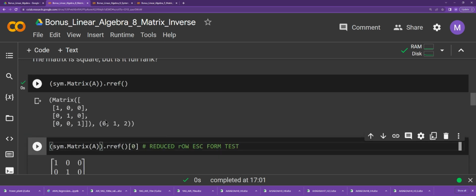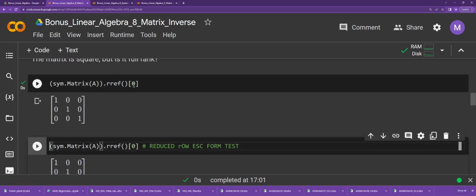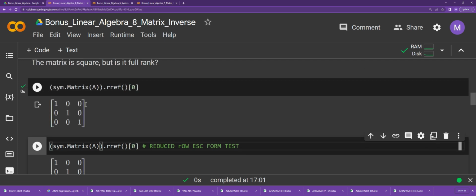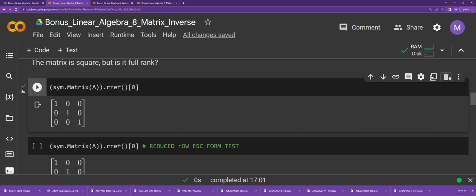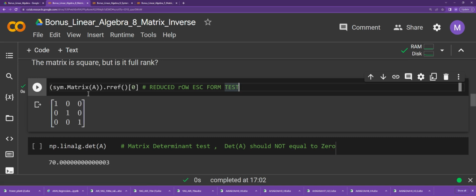And why am I calling 0 here? So that I can take the first section. Don't worry about this. Because if I don't put the 0, I would be getting this whole entity, whereas if I put 0 there, I'm just having the output, basically the reduced row echelon form result coming up. Well, 1, 1, 1. Yes, it is a full rank matrix. So it's determined that it is. And that's what basically this code is doing.